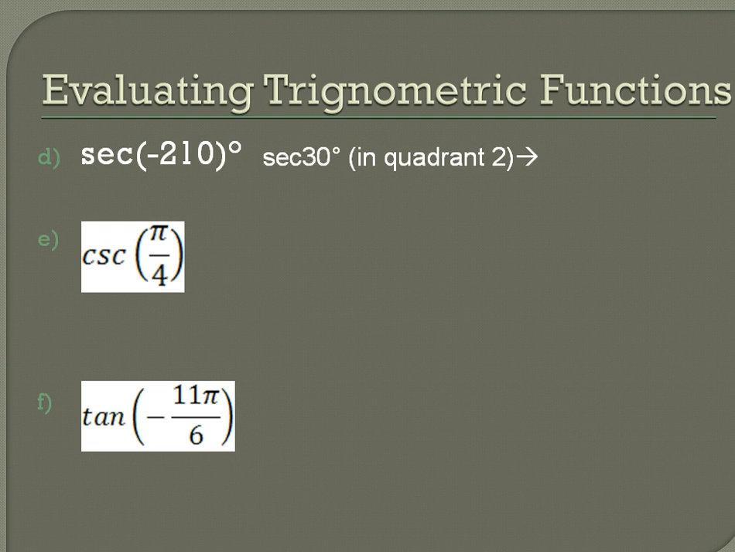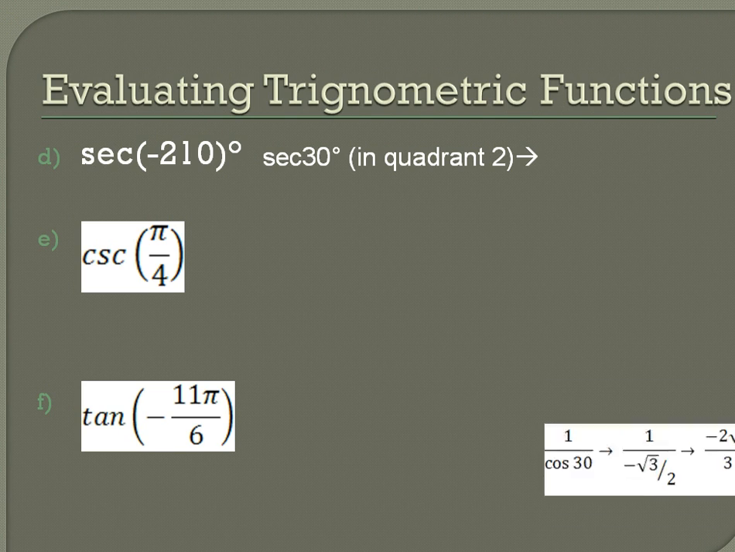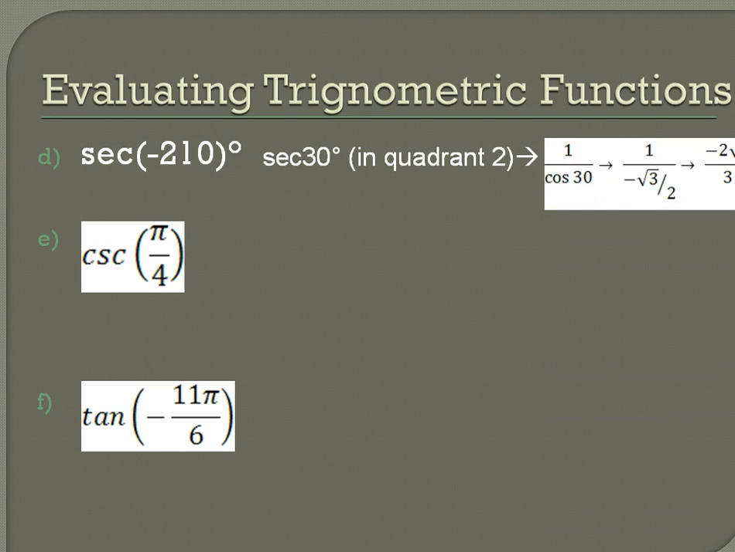And what does secant actually mean? Well, secant is a reciprocal. It's the reciprocal of, 1 over cosine. So I can also rewrite this as 1 over the cosine of 30, which would then be 1 divided by the negative root 3 over 2. The negative because, again, I'm in quadrant 2 and cosine is negative in quadrant 2. And once I rationalize this, I get negative 2 root 3 over 3.